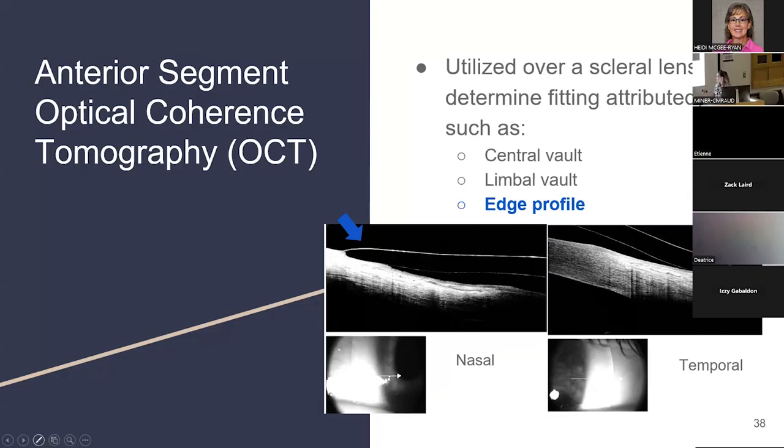Now, if you noticed, I only ever gave you nasal and temporal views. Those are going to be significantly easier to gather with your anterior segment OCT than superior and inferior because of eyelids. So oftentimes, if I'm ordering one of these, I'm denoting that this is my priority, nasal, temporal. Try your best on superior, inferior, but I understand that it's difficult.